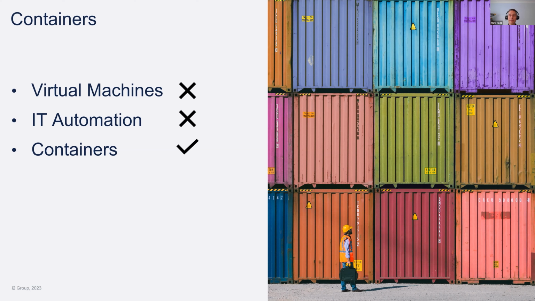Well, they use IT automation, so things like Chef and Ansible. And we automate the process of either making the virtual machines or automate the process of maintaining them. And that works, and it's used by lots of people. But it isn't very efficient.